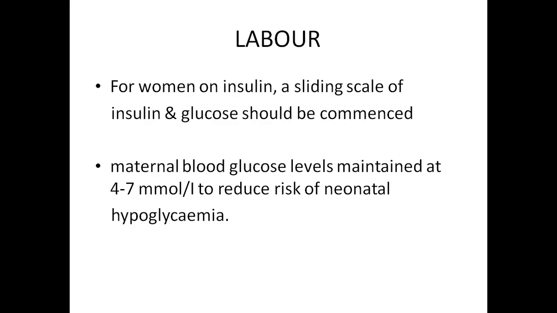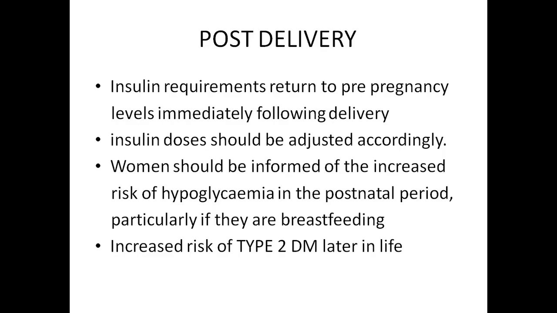So what is the aim of blood glucose level? The aim is 4 to 7 millimole to reduce the risk of neonatal hypoglycemia. So this is the level that we want prior to pregnancy and during labor. 4 to 7 millimoles. Prior to pregnancy it should be this much only, during labor also it should be this much, so that we can avoid the risks.